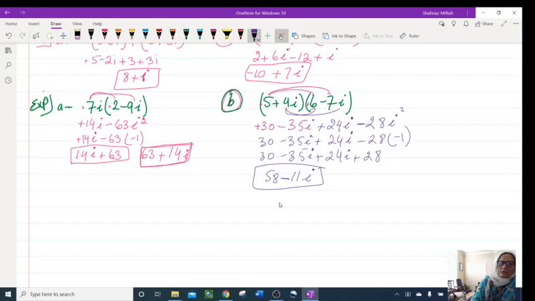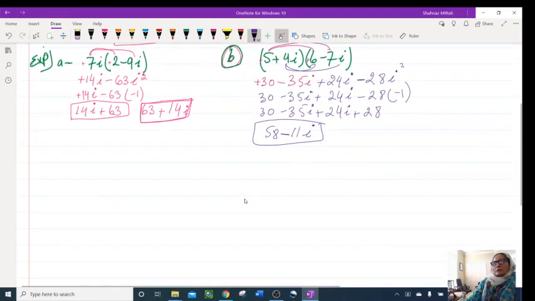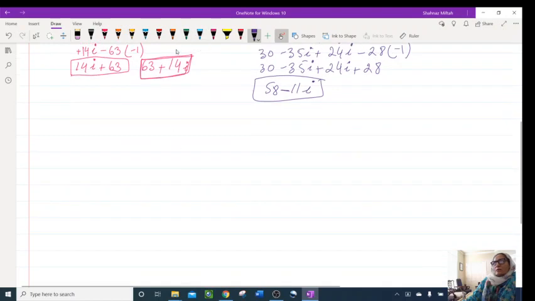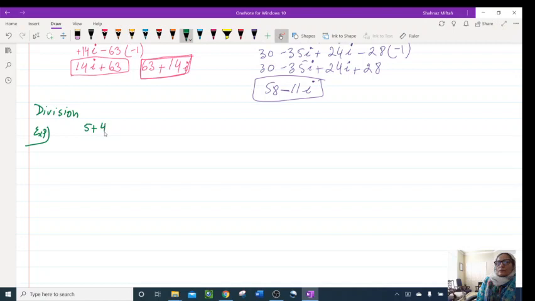Let's try division now. Multiplication we did, addition, subtraction. Let's do a division. Example, I have 5 plus 4i, and I'm dividing by 4 minus i. Now make sure in complex number division you are using a conjugate.